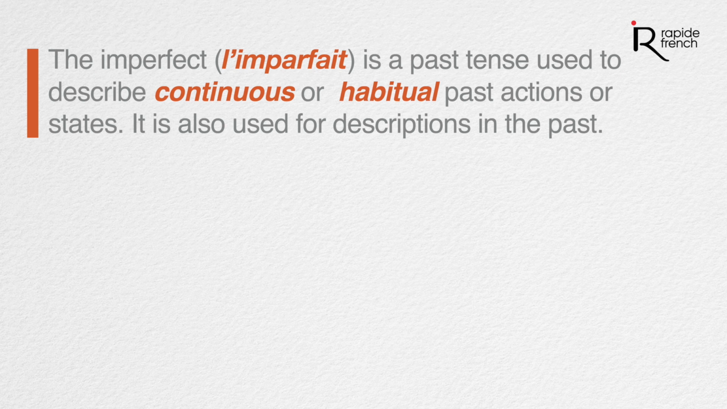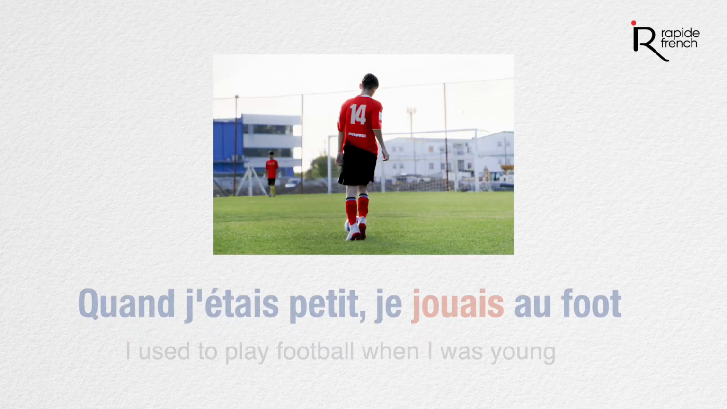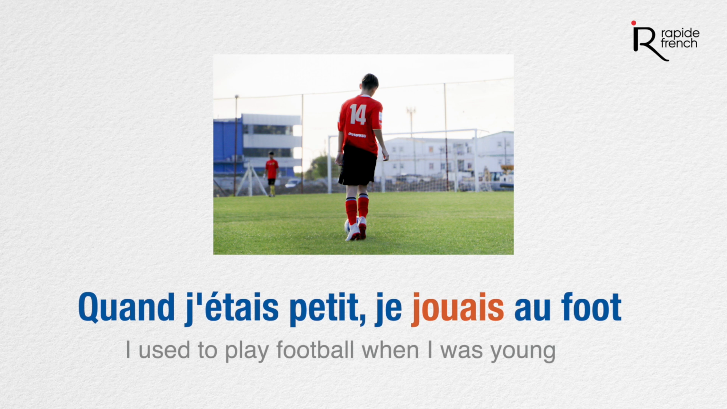In simple terms, if you want to express what you used to do, for instance, when you were little, you used to play football, then the tense to use in French is the imparfait. That's why you say, je jouais au foot. Quand j'étais petit, je jouais au foot.